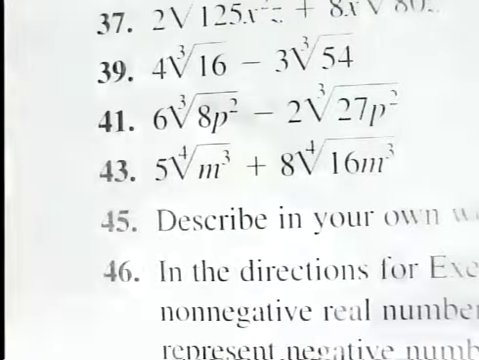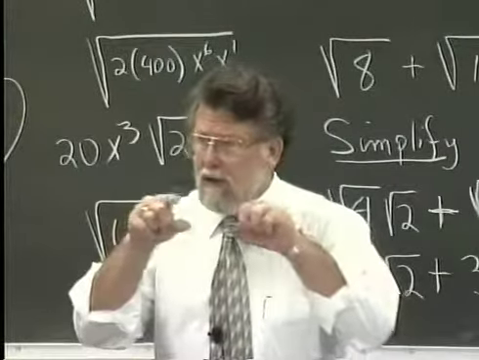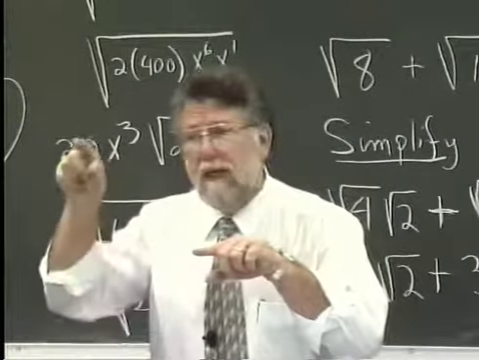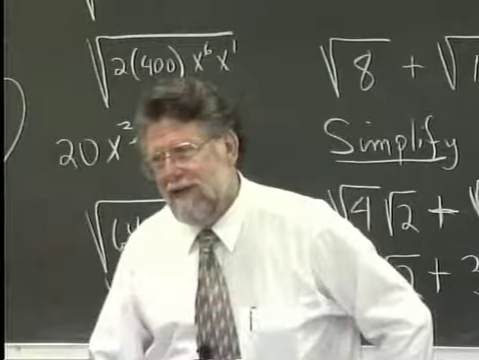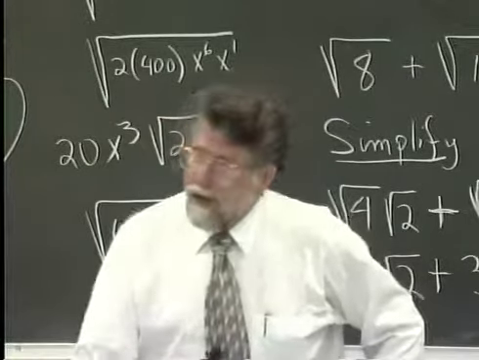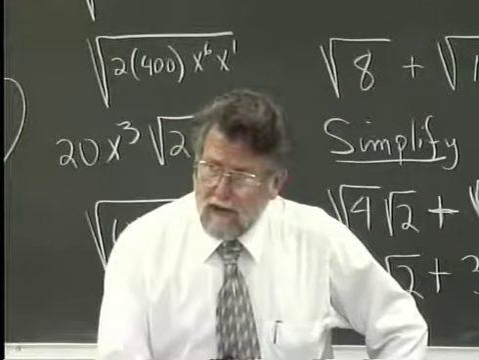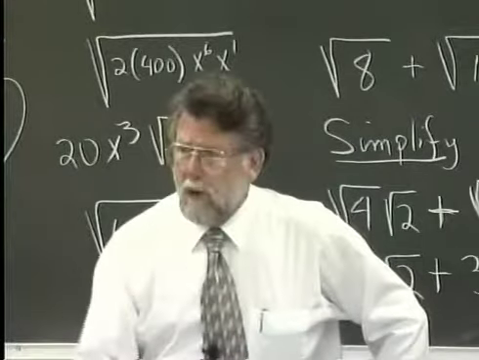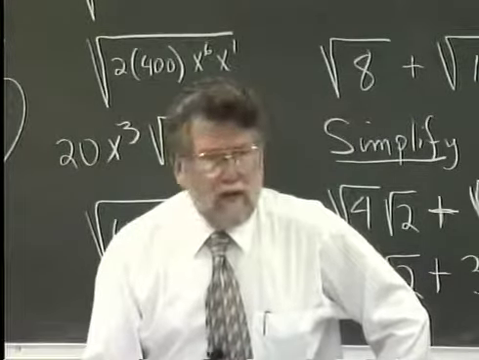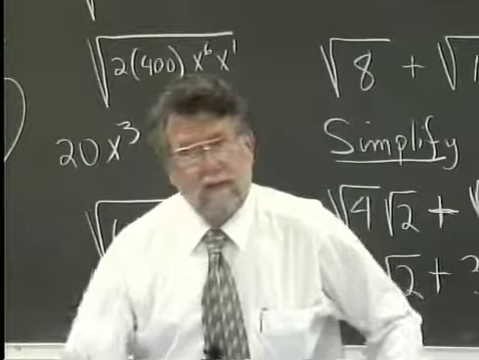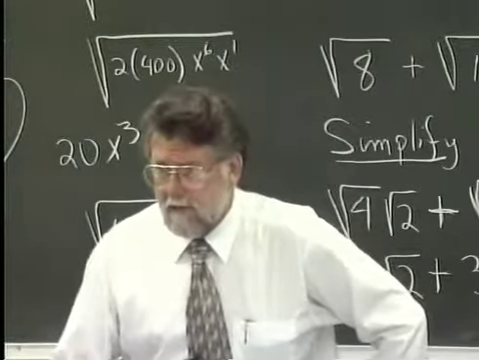Good point. What is the key there? The exponent on the variable has to be more than the index. So if you had m to the 5th and you were taking the 4th root, you could do something. M to the 6th and a 4th root, you can do something. But an m to the 3rd with a 4th root, nothing can be done.